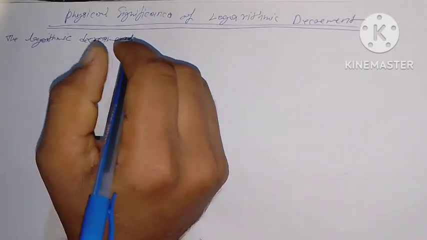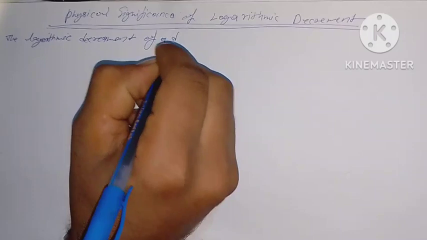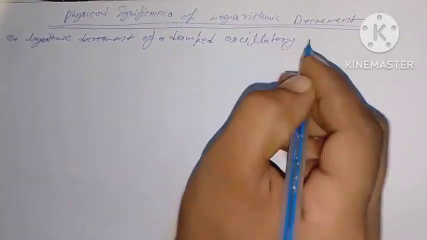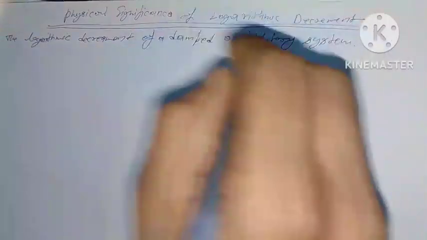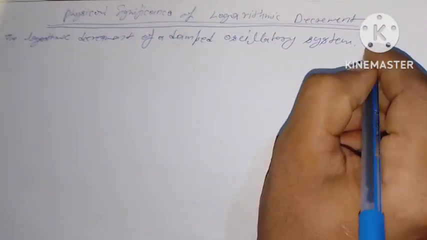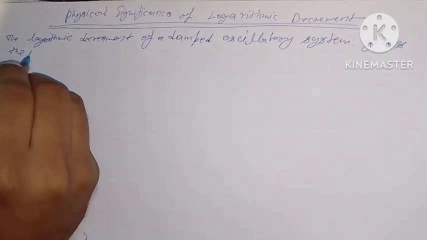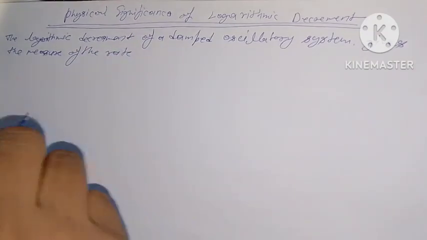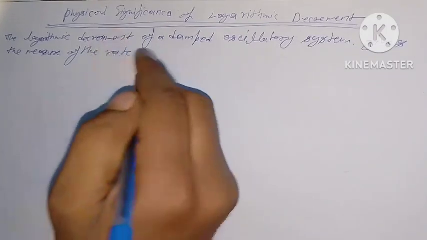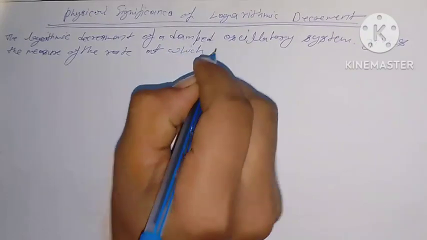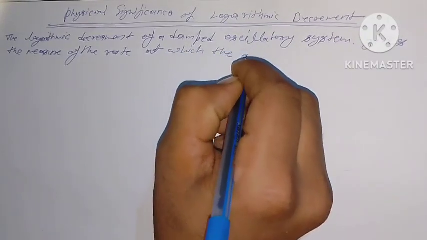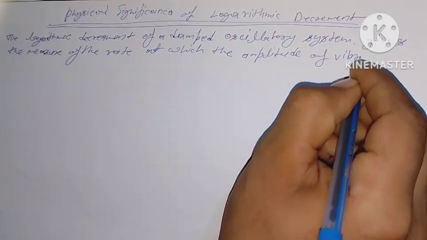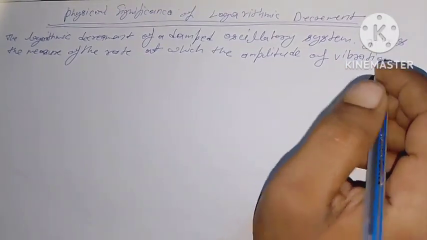The logarithmic decrement of a damped oscillatory system gives the measure of the rate at which the amplitude of vibration decays.